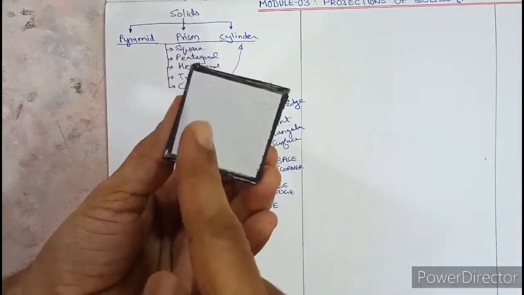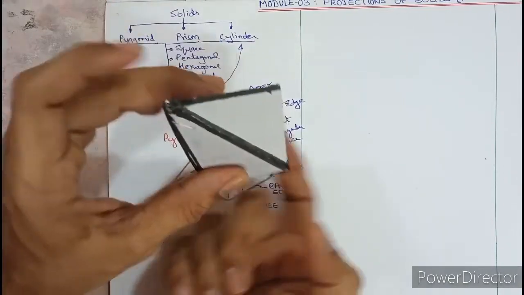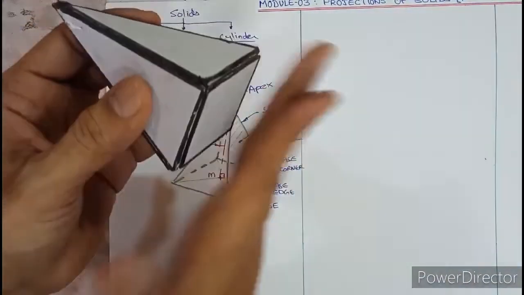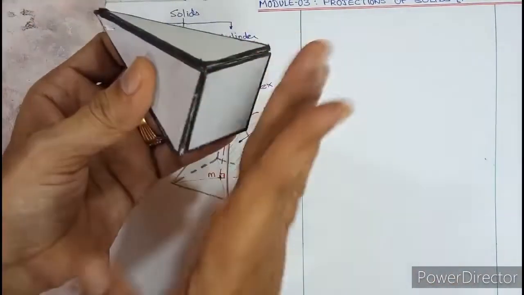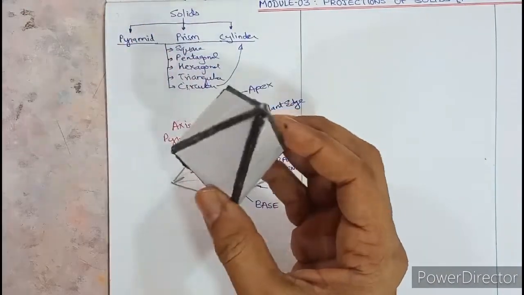If I connect the diagonals, locate the center M and join it with O, you'll get an imaginary line, and that line is perpendicular to the base. Okay, so that line which is going inside is perpendicular to the base and is called the axis of the pyramid. So this is about the square pyramid.